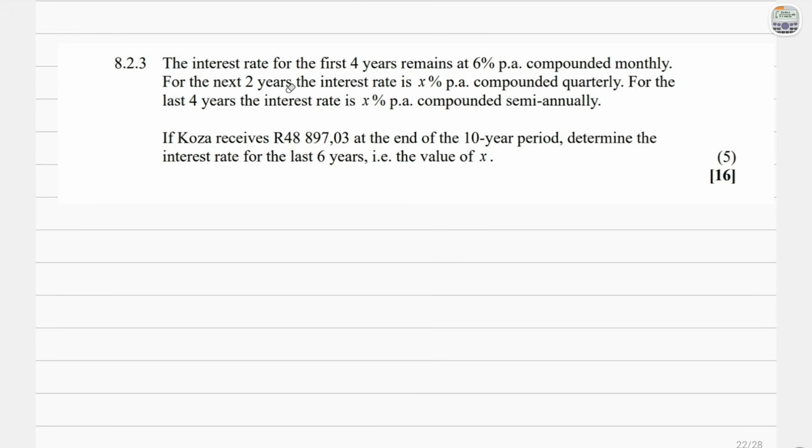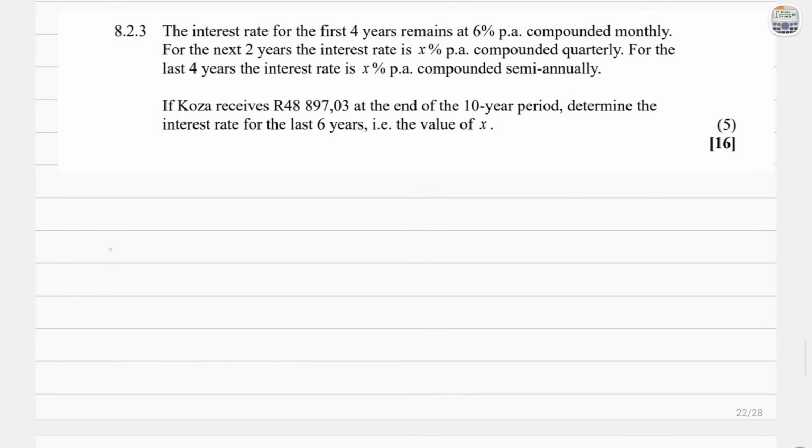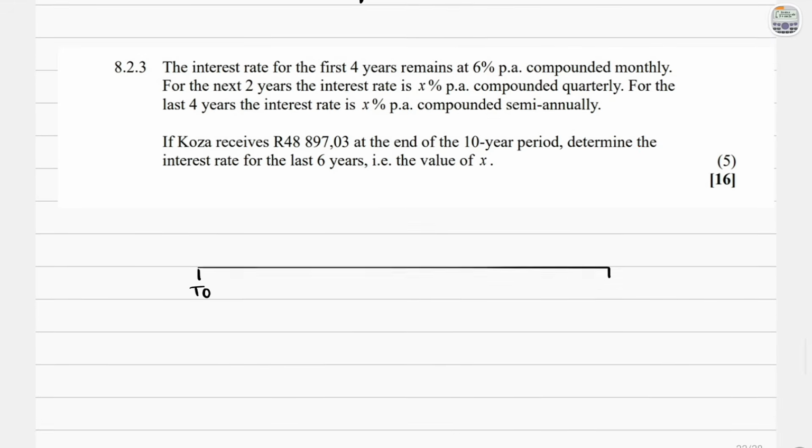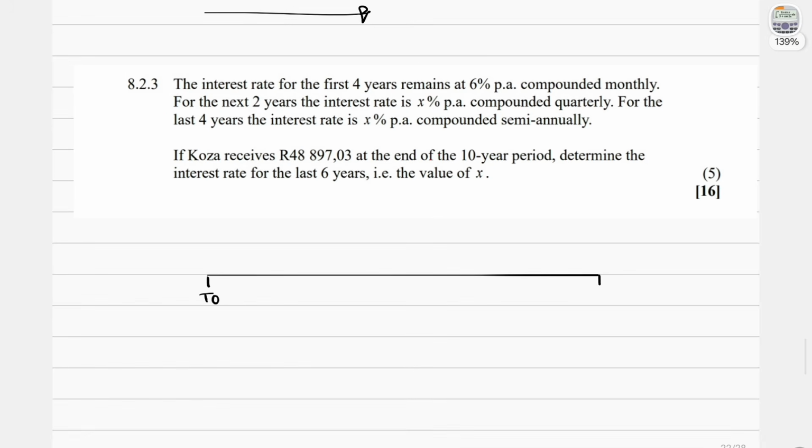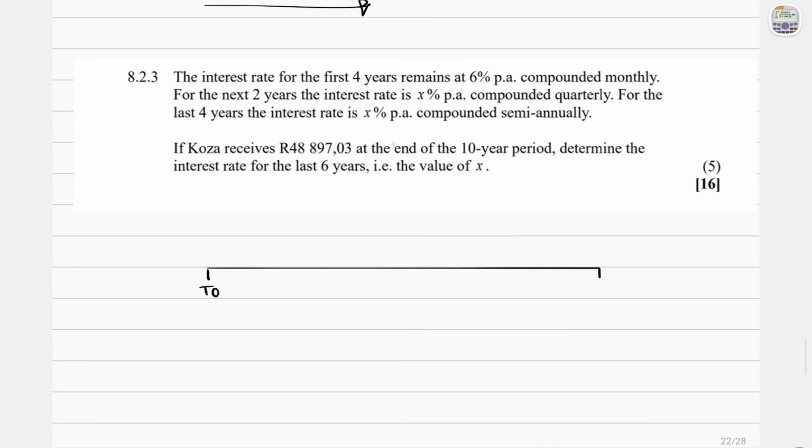And then for the next 2 years, okay, we're just going to have to put down our timeline again. Okay, so it's still for, I think, 10 years. Yes, it's still 10 years, but let's see. They say the interest rate for the first 4 years, right? It remains 6% per annum compounded monthly. Okay, so till T4, it's still 0.06, but it seems like they're using this now, okay, over compounded monthly, so divided by 12.